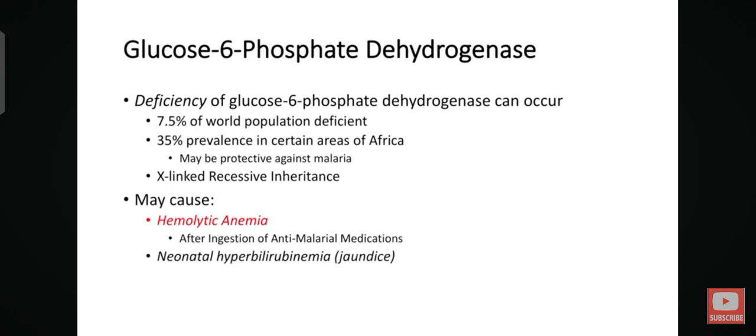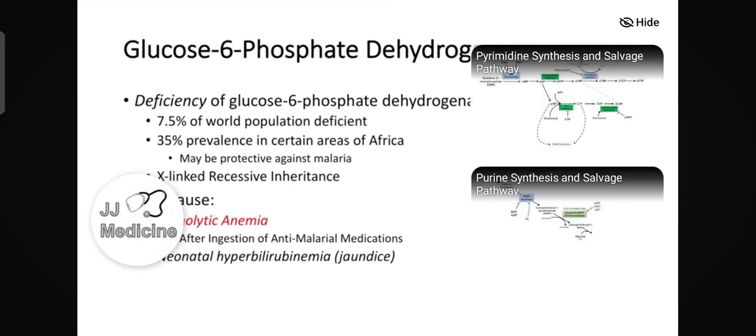And this may also cause neonatal hyperbilirubinemia or neonatal jaundice. Now, there's a physiological jaundice in the neonatal period which is normal. It's called physiologic jaundice, and that occurs between 2 to 3 days of birth, or 2 to 3 days of age. Now, if the baby is becoming jaundiced within the first 24 hours of birth, then you may want to check to see if this enzyme is deficient or not. That could be due to glucose-6-phosphate dehydrogenase deficiency.